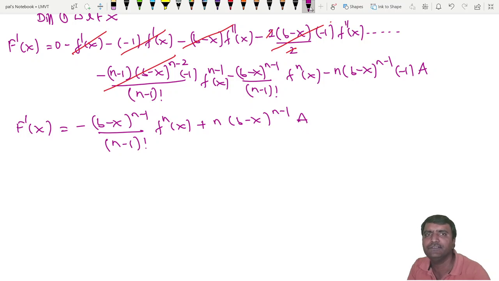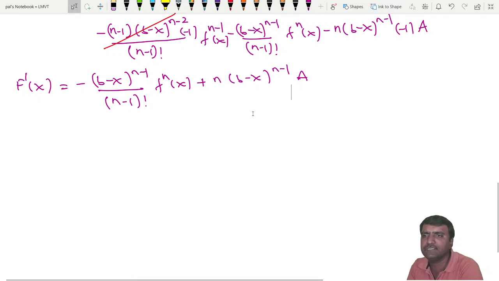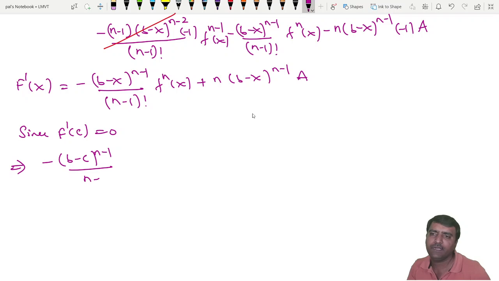So now we use the condition, we take the condition f dash of c is equal to 0. Since f dash of c is equal to 0, which implies that, putting c in place of x and equating to zero, we get minus of (b minus c) to the power n minus 1 by n minus 1 factorial into f n of c plus n into (b minus c) to the power n minus 1 into a, which is equal to 0. Shift this term to the right side.